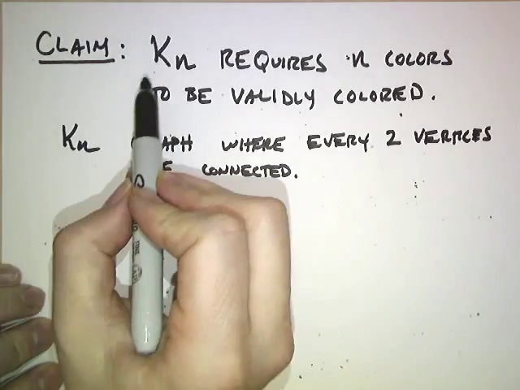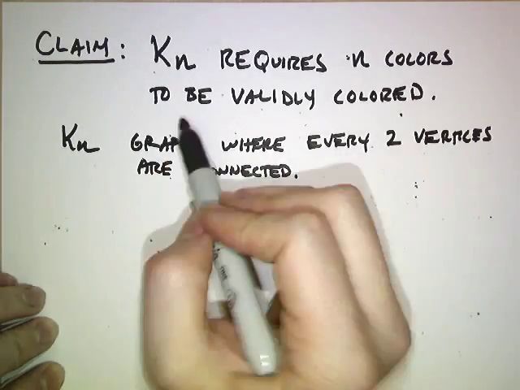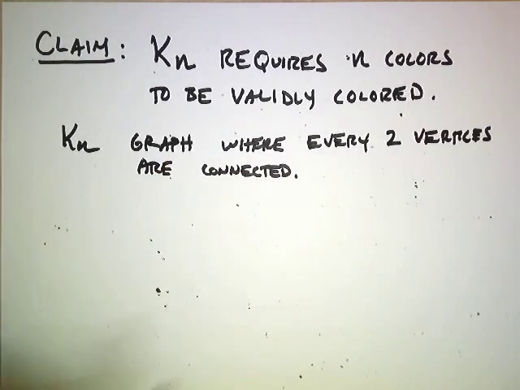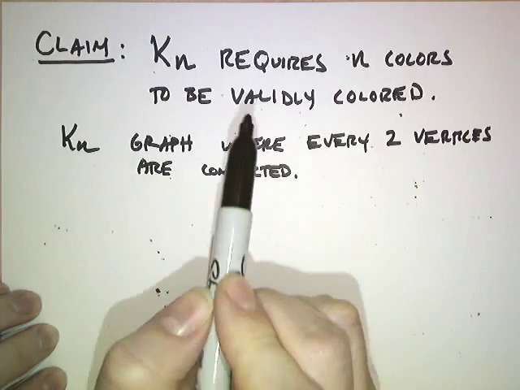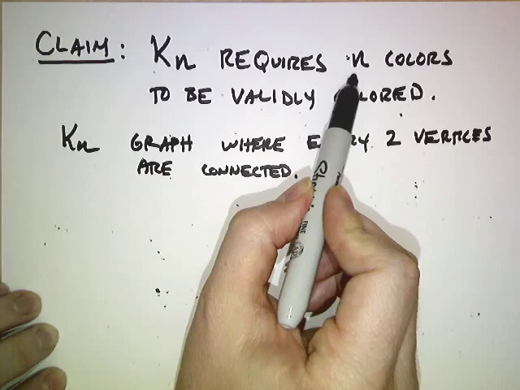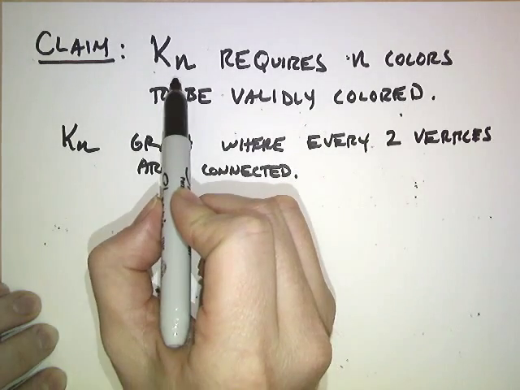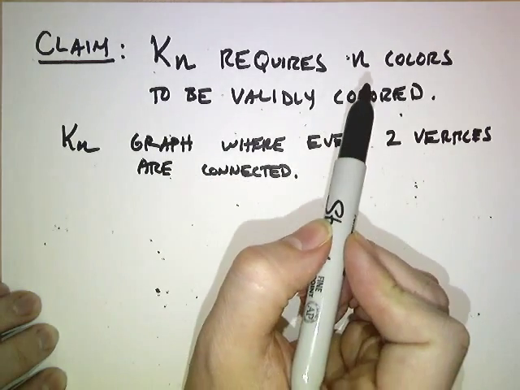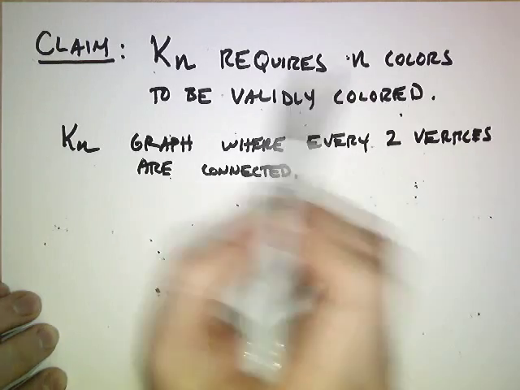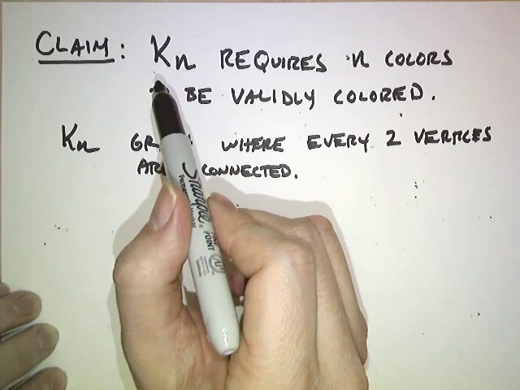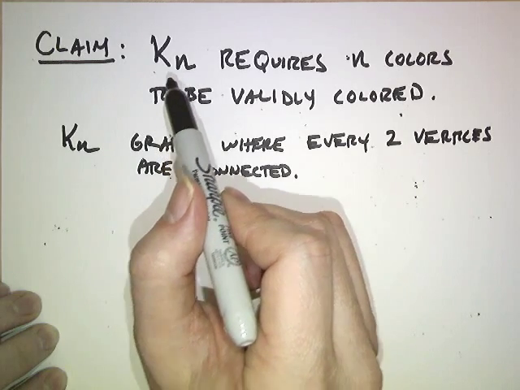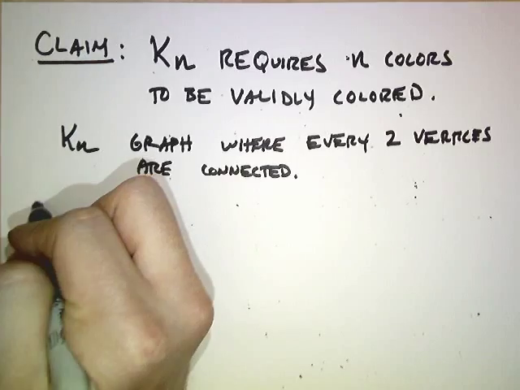Okay, so the claim is that Kn requires n colors to be validly colored. And also, it's easy, if you have a graph with n vertices, you can always color it with n colors, because you can just give every vertex a different color. And of course the graph will be validly colored. Every vertex has a different color, so there's no way that two adjacent vertices could have the same color. They all have different colors. Proof.